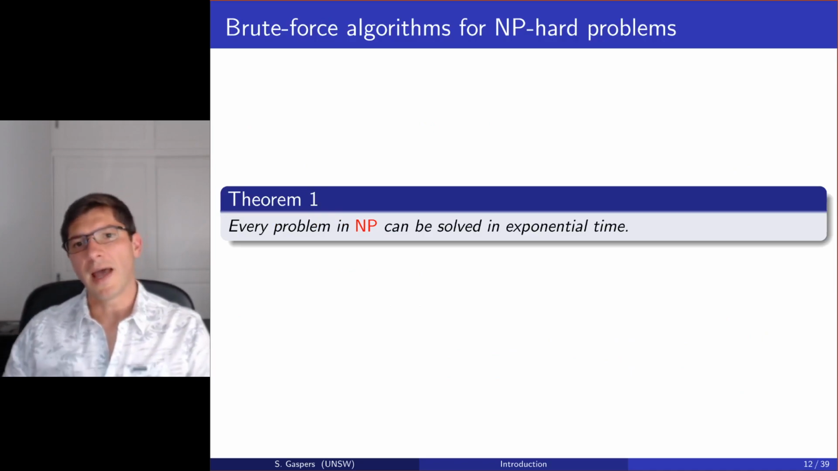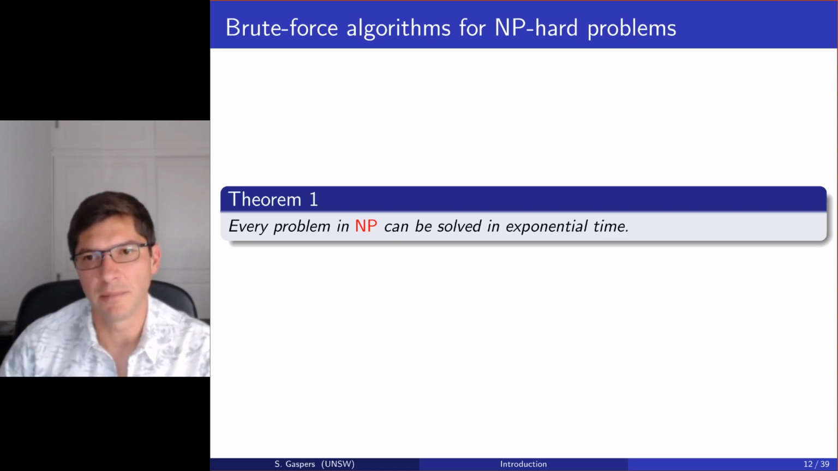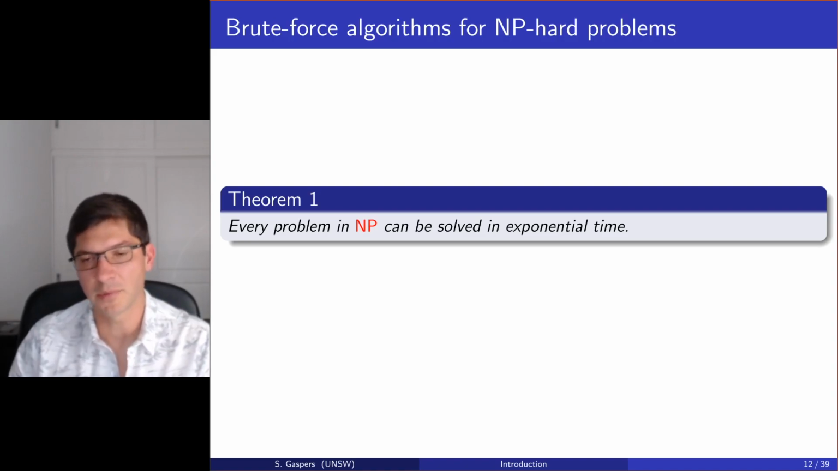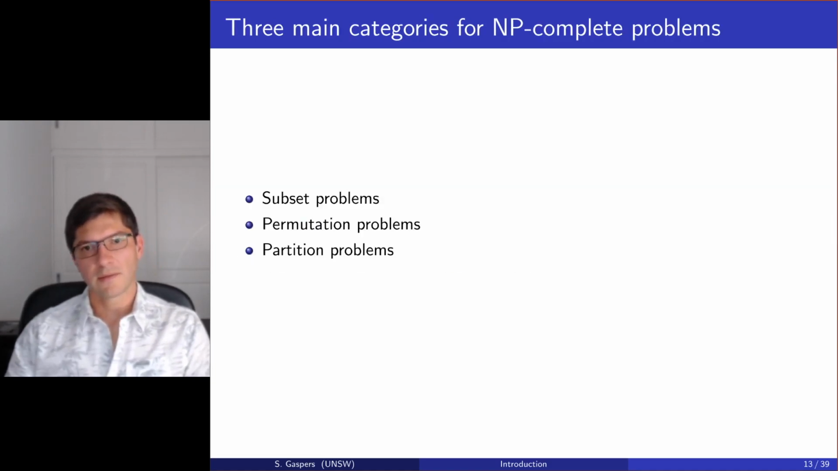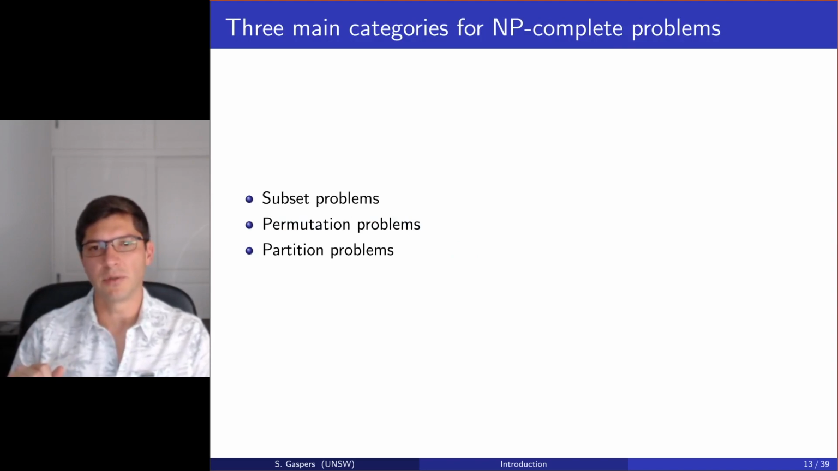It turns out that every problem in NP can be solved in exponential time. We'll see the details in the lecture on NP-completeness. Roughly, this is because this guessing step can be simulated in exponential time. We don't need doubly exponential time; exponential time is enough. Let's see a few examples of NP-complete problems.